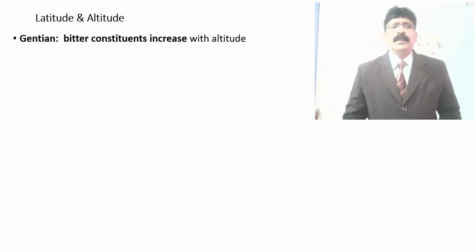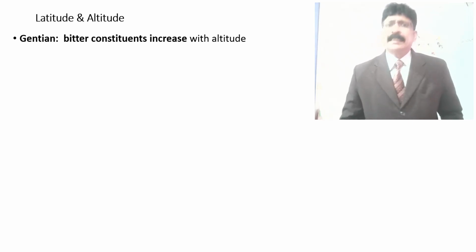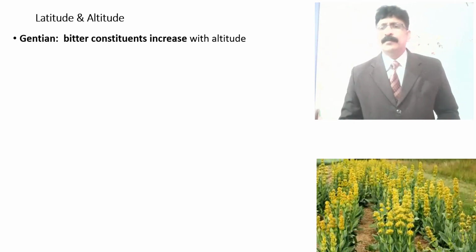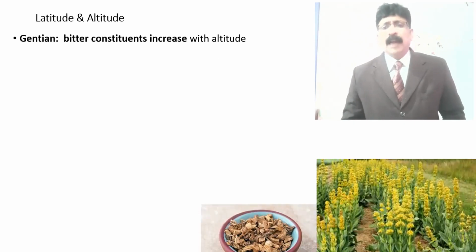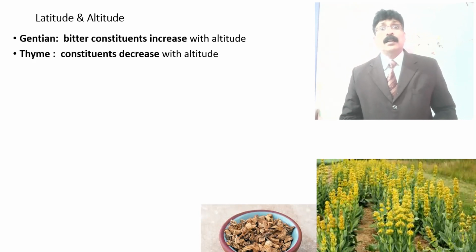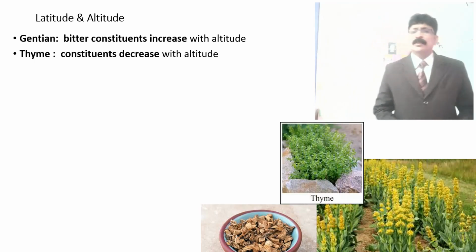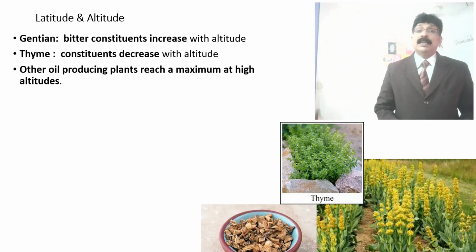Latitude and altitude. Gentian bitter constituents increase with altitude. Gentian, whose parts you can see, are the rhizomes. Thyme constituents increase with altitude. Thyme constituents are increased by the height of the altitude.